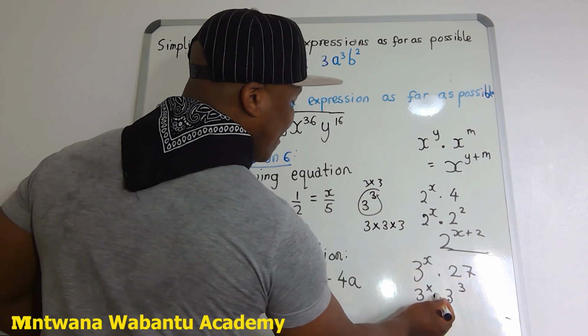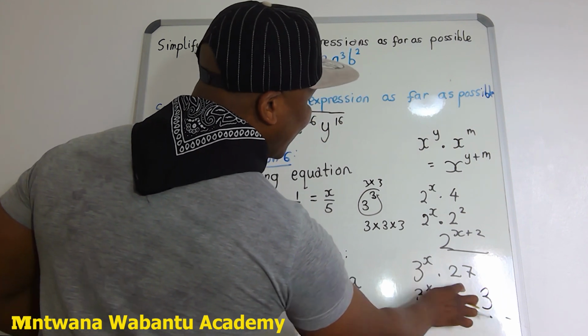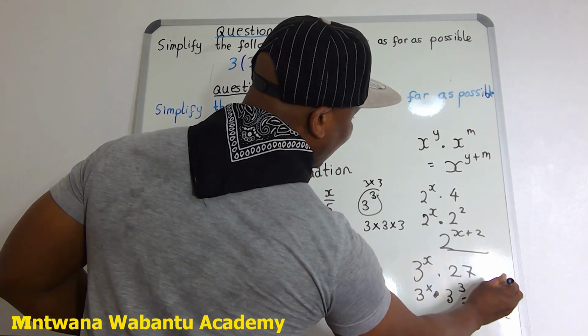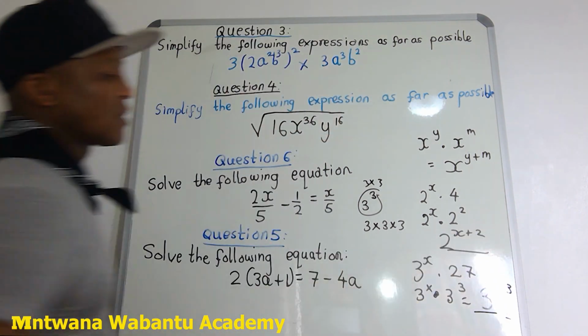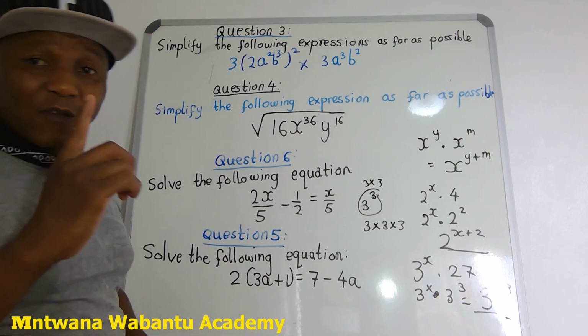So now you see the bases are the same? If bases are the same, we only write a single base and then add the exponents, the powers. So it's going to be 3 to the power x plus 3. You know why we do that? Because the bases are the same. So that is this exponent rule. I'll show another rule quickly.